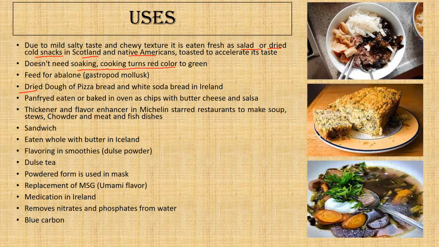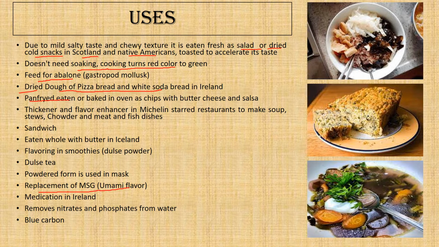Earlier it was also cultivated as feed for abalones, and as human food it is used as a salad or dried, just like chips, another type of cold snack. It is also used to flavor the dough of pizza bread as well as white soda bread. When pan fried and eaten, it tastes just like bacon, and this taste is due to the presence of glutamate. For that reason it is used as a supplement for MSG.